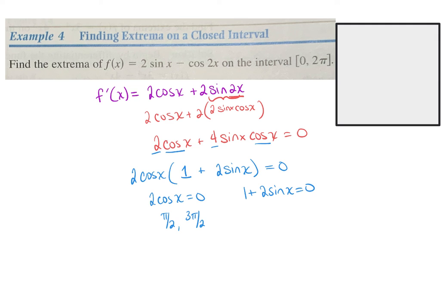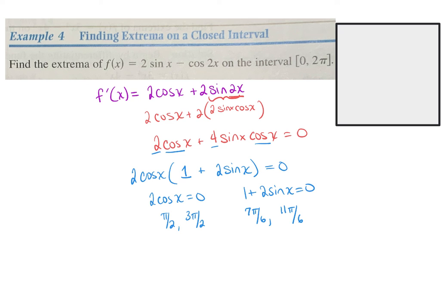All right? That happens in your 3rd and 4th quadrants. Sine of 1/2 is your 30-degree angles, right? Your pi over 6s. Yes? So you have a pi over 6 in the 3rd. That's 7 pi over 6. And you have a pi over 6 in the 4th. That's 11 pi over 6, right? Those are your 4 critical numbers.